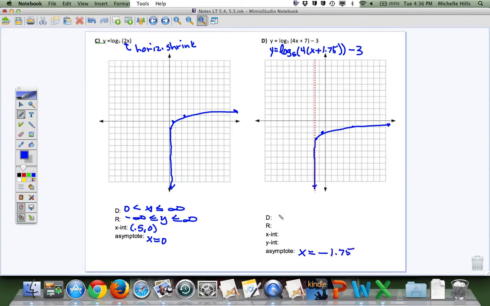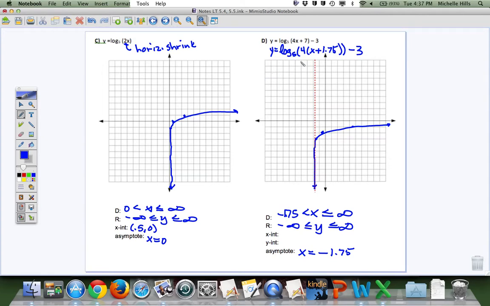So my domain, it never actually gets to negative 1 3/4. So negative 1.75 is less than x, which is less than or equal to infinity. My range on all these is going to be from negative infinity to positive infinity. In this case, though, I actually have both an x and a y-intercept. Somewhere out here, it's going to cross the x-axis. And right here, although I can't exactly eyeball it, it's crossing the y-axis.